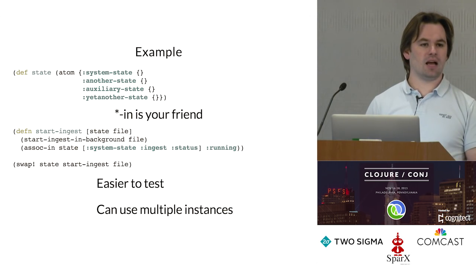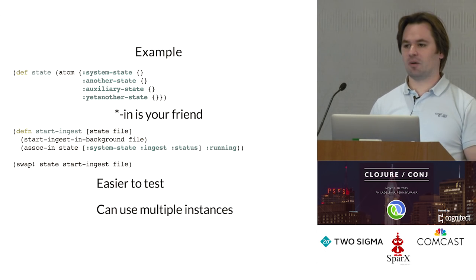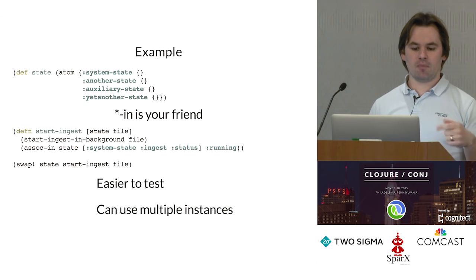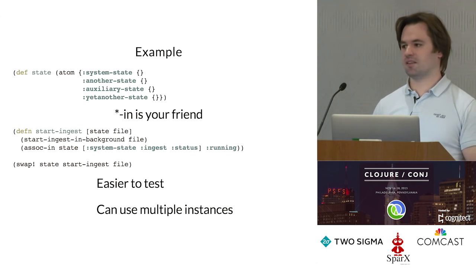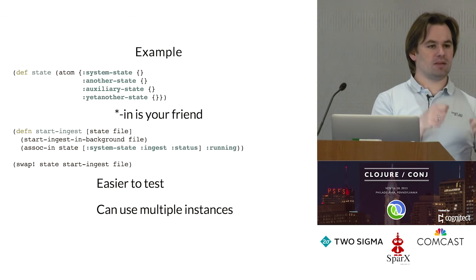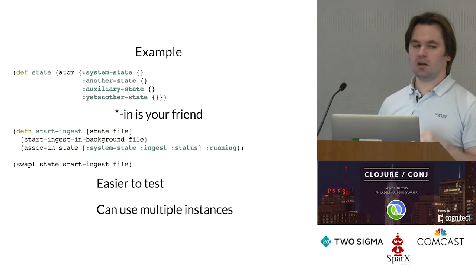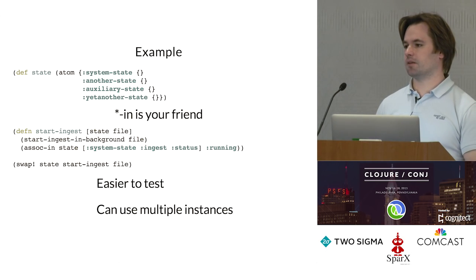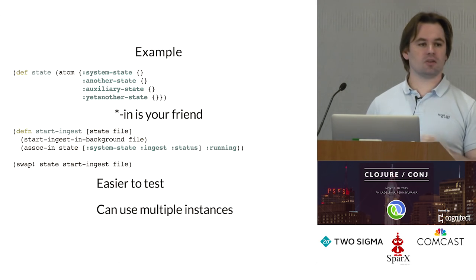When you have top-level atoms, there's only one instance of this atom, so you cannot have multiple ingests run at the same time. When you pass around state explicitly, and maybe even the atoms holding the state, you could instantiate the same component multiple times. These are things you need to consider when you build an API.